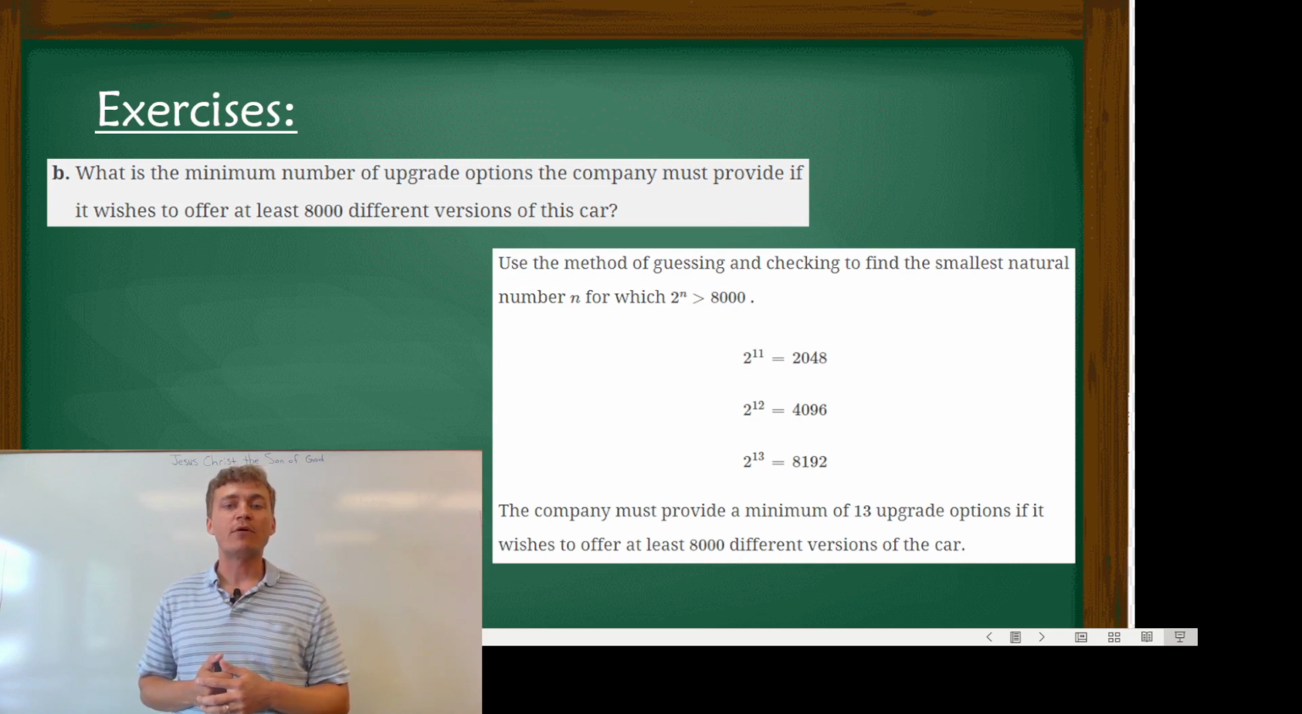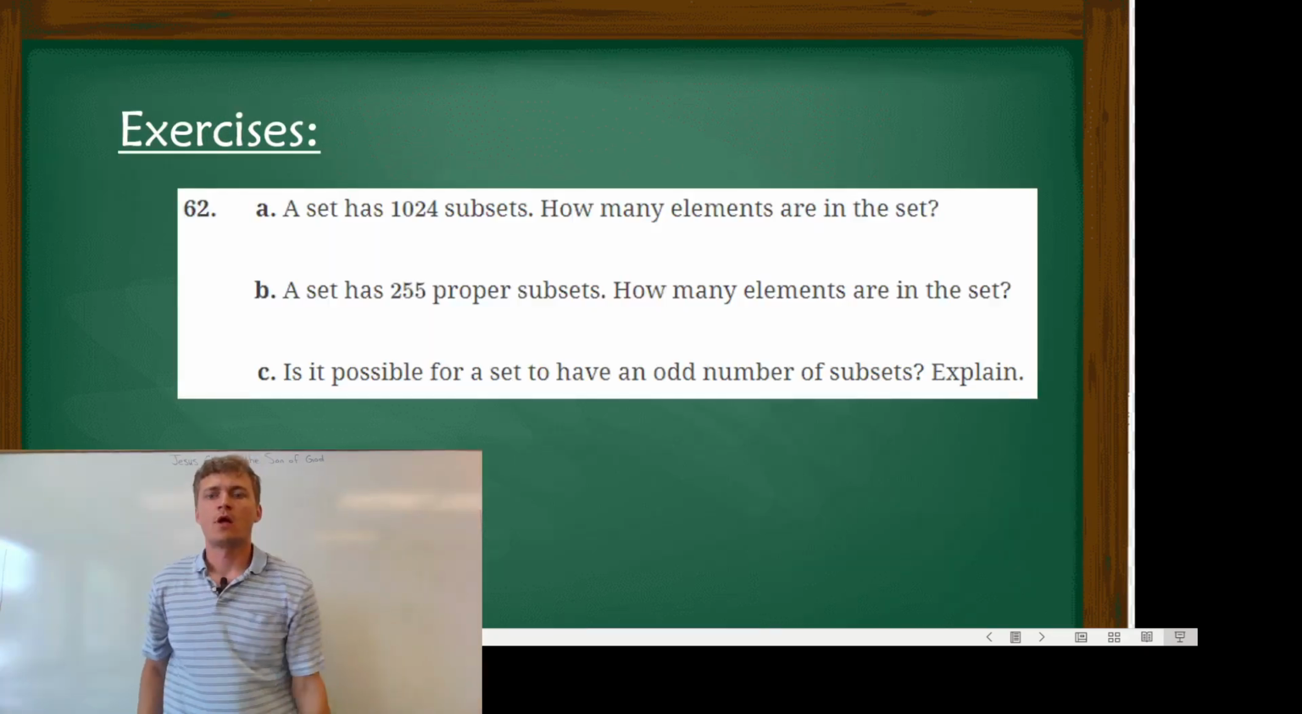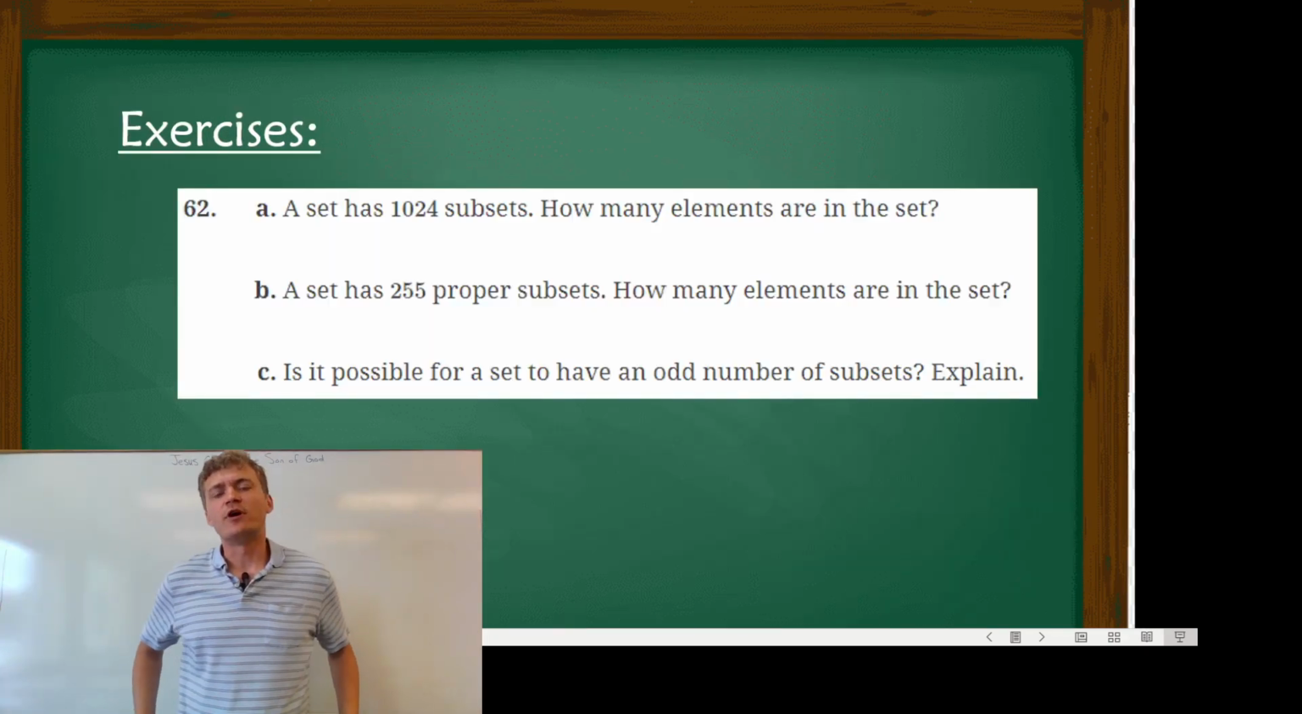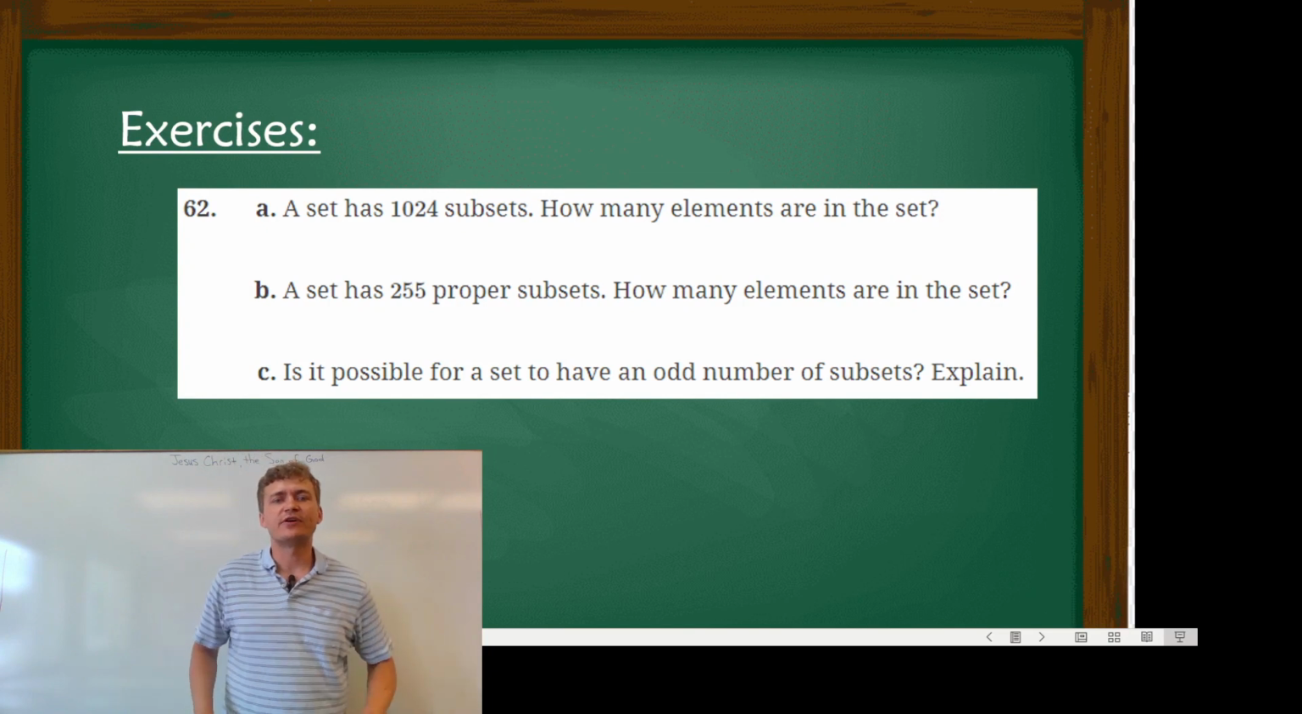Again, by increasing the number of options by 1, now we have 13 upgrade options. 2 to the 13th power is 8,192. There we go. We have now met the criteria, at least 8,000 different versions. If we have 13 upgrade options, then we have at least 8,000 different options. Thus, the company must provide a minimum of 13 upgrade options if it wishes to offer at least 8,000 different versions of the car.